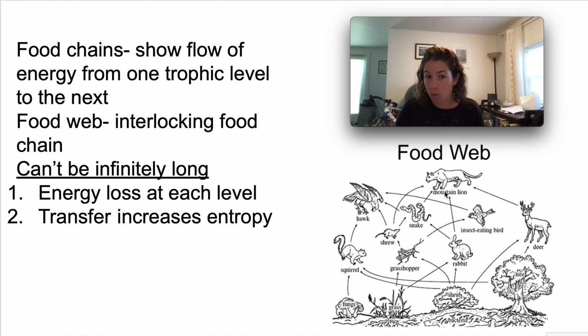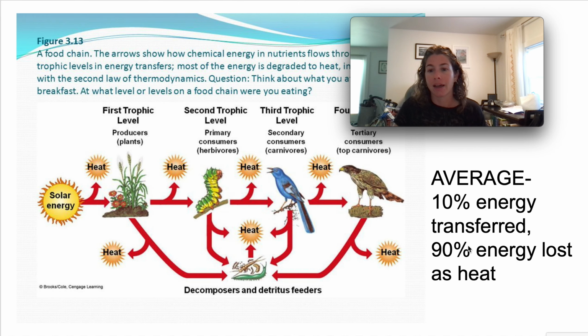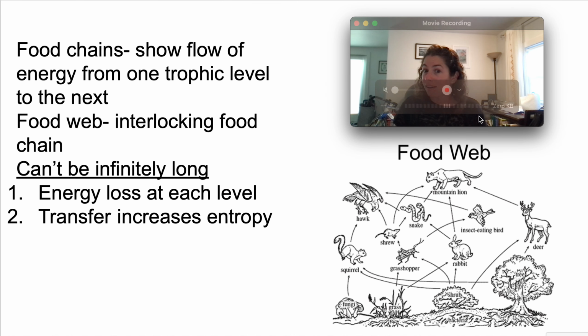So if these food webs show flow of energy from one to the next, and there are these interlocking chains, they can't be infinitely long. That makes sense, because if you start with 1,000 kilograms, the next level's max 100, then 10, then 1, you're going to have fewer and fewer amount of energy available at each level because so much of it is being lost. It was a hard and fast trophic levels.